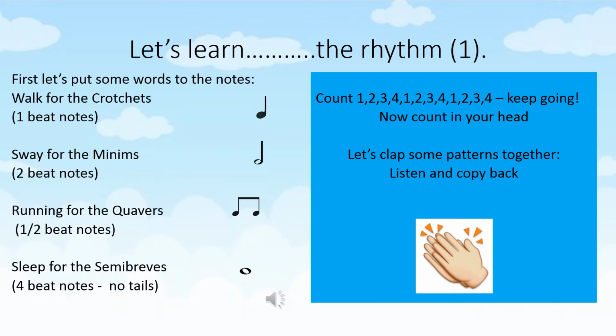Now let's look at the notes we're going to be playing. We're going to be playing crotchets worth 1 beat, minims worth 2 beats, quavers worth half a beat each, and they usually come in pairs, and semibreves, which are worth 4 beats. They are not coloured in, they have no tails.